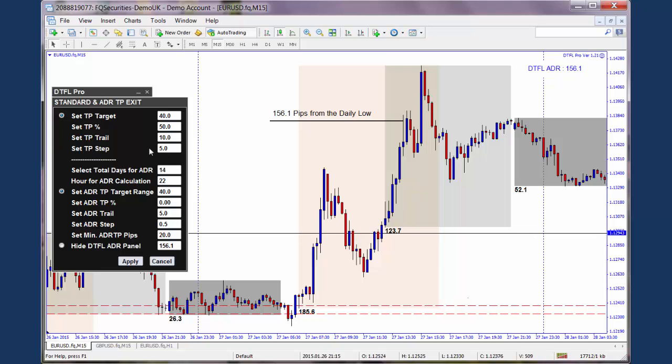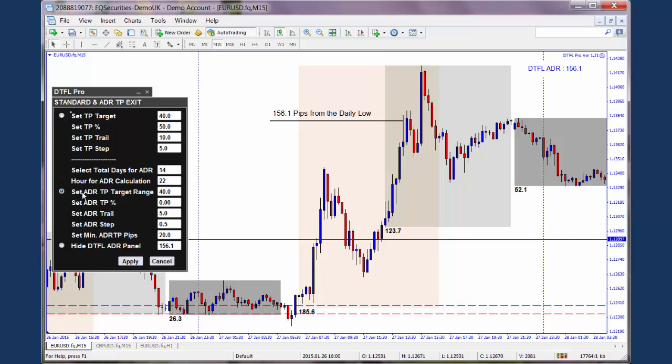There's something else I should mention. It's very important that you put a set take profit target in this field, because even if you aren't using the standard take profit, even if you don't intend to use it, and you only intend to use the ADR, which I'm going to describe in a moment, there are circumstances where the EA will automatically revert to the standard take profit target. So you need to have something in there, even if you're not selecting it.